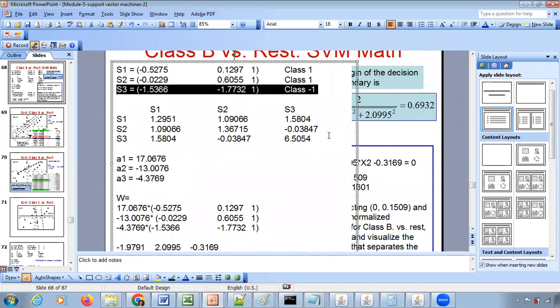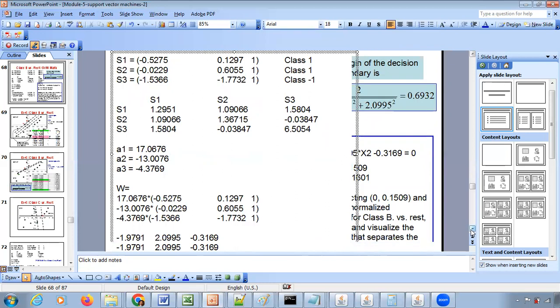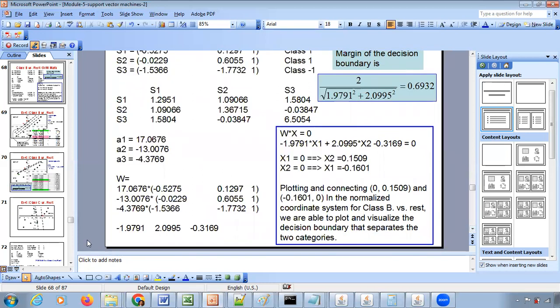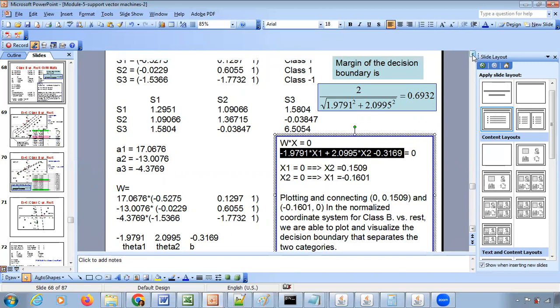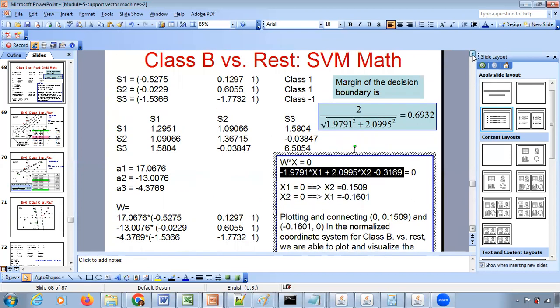As usual, the dot product table for support vectors and A1, A2, A3, then the weight vector A1 S1 plus A2 S2 plus A3 S3. So this is your W vector, theta 1, theta 2, and B. Here nothing is zero, so you have to use it as it is. So W times X is going to be negative 1.9791 plus 2.0995 x2 minus 0.3169. And you can find the margin of the decision boundary using this theta 1 and theta 2 to be this.